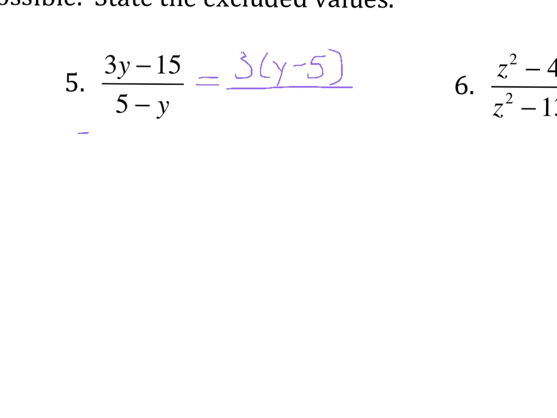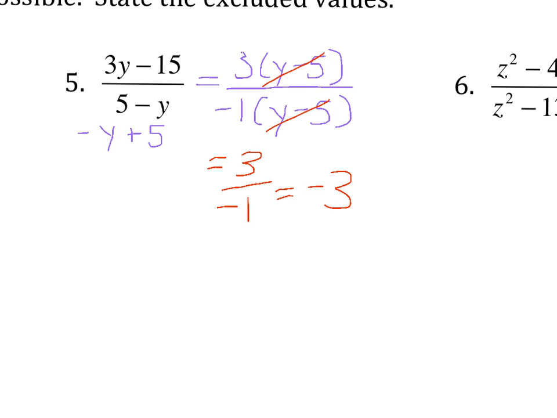If we wrote it as negative y plus 5, we can see that we can take a negative 1 out. That'll make the y positive and the 5 negative. But the negative 1 needs to come out first. So now that we took out a negative 1, we can cancel out our y minus 5's, and we'll just be left with 3 divided by negative 1, which equals negative 3.